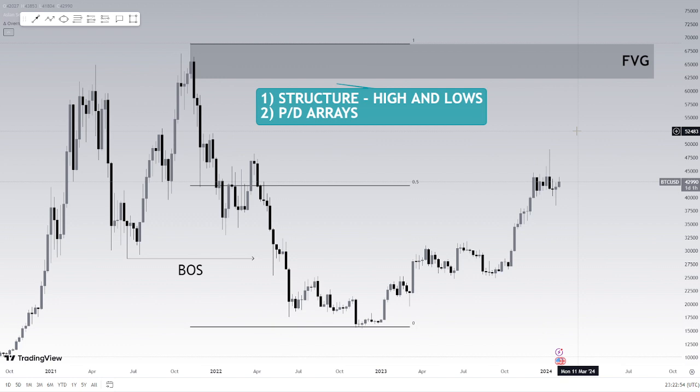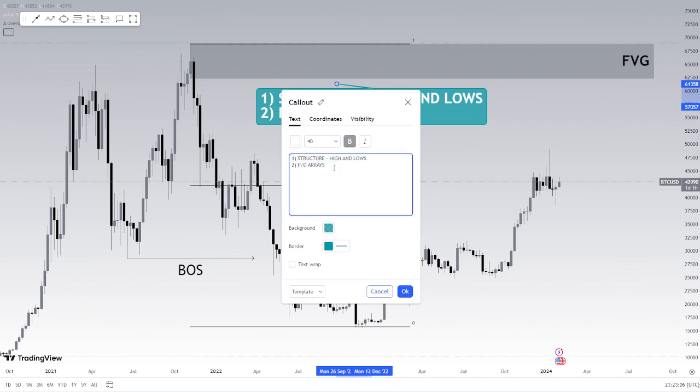So PD arrays are important because we need to understand where we are in price. Are we premium price? Are we discount price? Are we at the equilibrium? Where is price headed to? Very powerful concept in ICT generally.